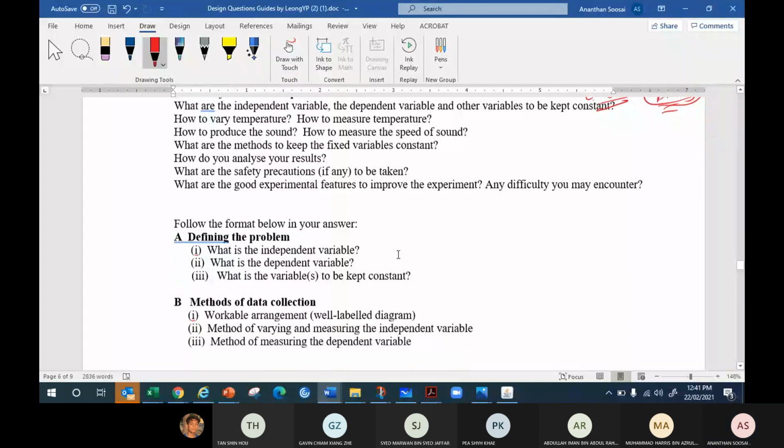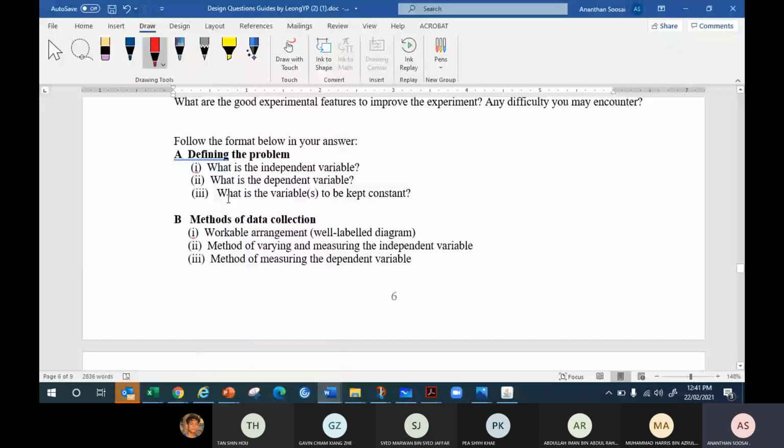Okay. So first, defining the problem: what is independent, what is dependent, what is kept constant. For the data collection, the arrangement must be workable. If it's not workable, scientifically wrong, you're going to lose lots of marks. I think out of 15, you're going to lose at least 6 to 7 marks already. Make sure the arrangement is correct.